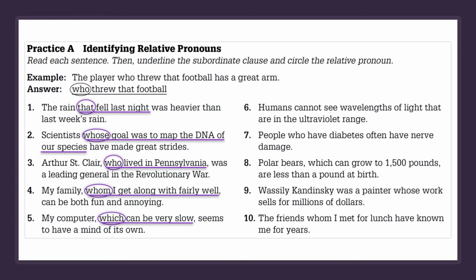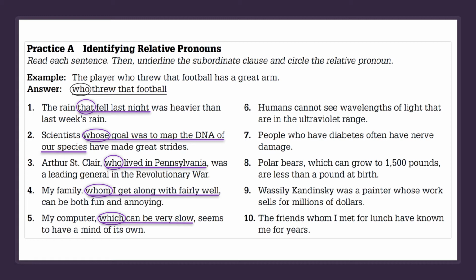Number 6, humans cannot see wavelengths of light. Here we have a different case, a complete sentence. Humans cannot see, where see is the main verb. Okay, so we have it before now, and we have a complete sentence: humans cannot see wavelengths of light. This is a complete sentence.